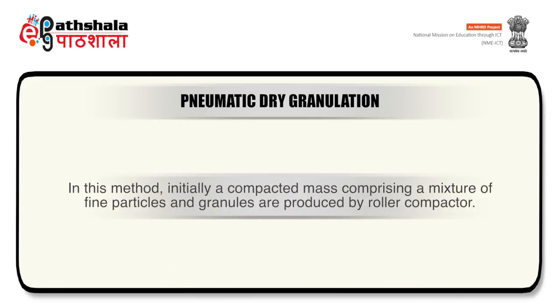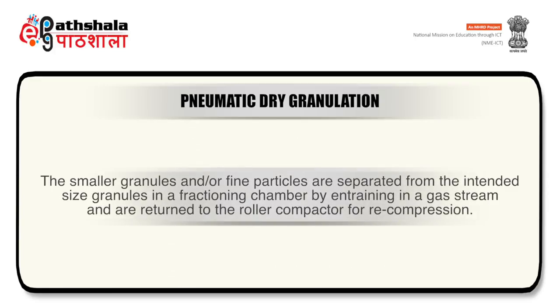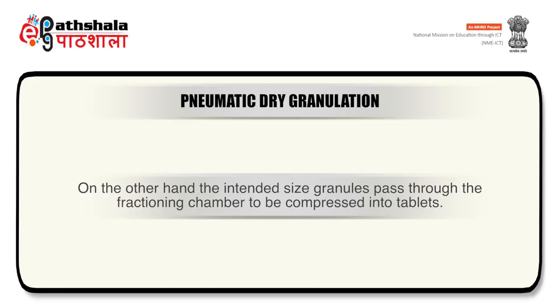In this method, initially a compacted mass comprising a mixture of fine particles and granules is produced by a roller compactor. The small granules and/or fine particles are separated from the intended size granules in the fractioning chamber by entering a gas stream and are returned to the roller compaction for recompression. Also refer to the figure. On the other hand, the intended size granules pass through the fractioning chamber to be compressed into tablets.